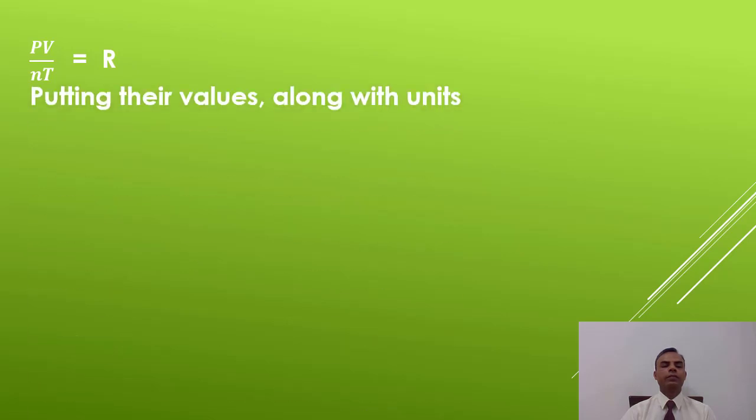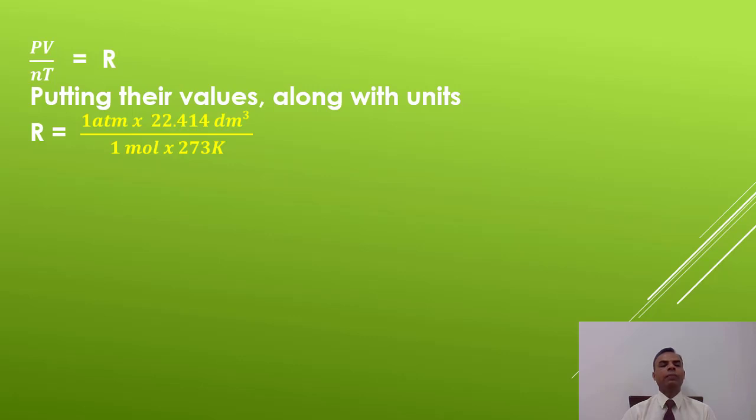Here the equation PV over NT is equal to R. Putting their values along with units, R is equal to 1 atmospheric pressure into 22.414 decimeter cube over 1 mole into 273 Kelvin.